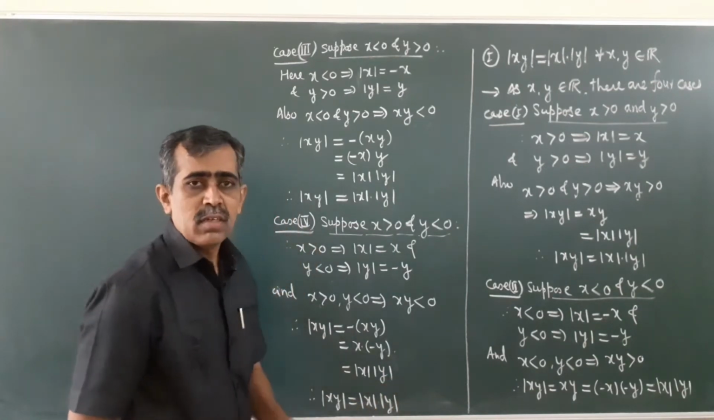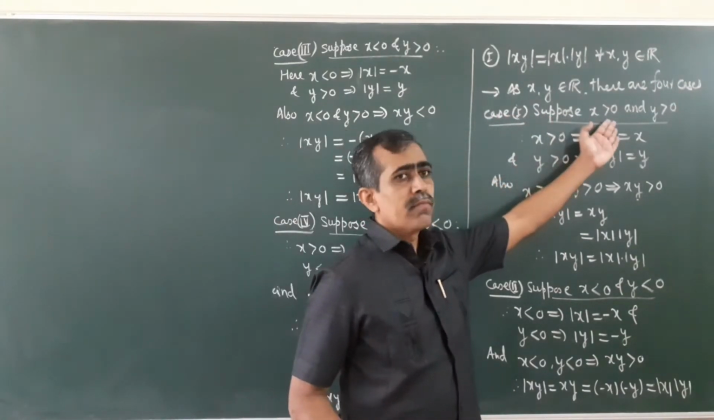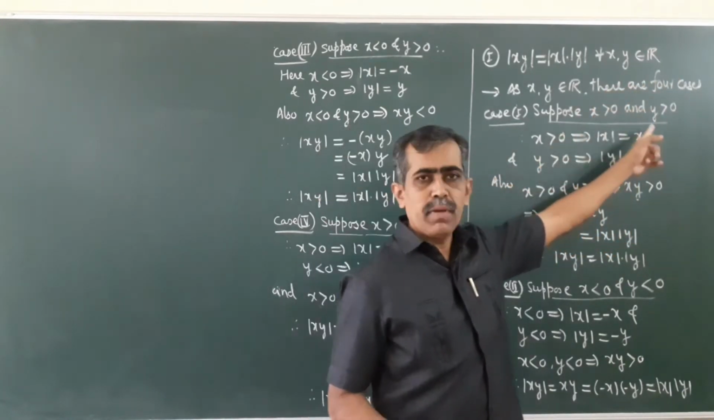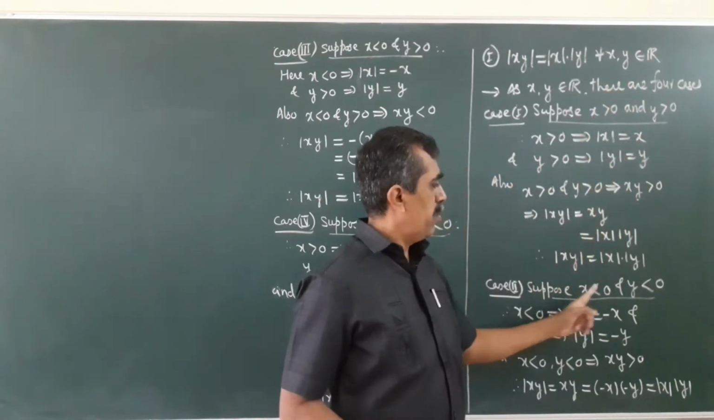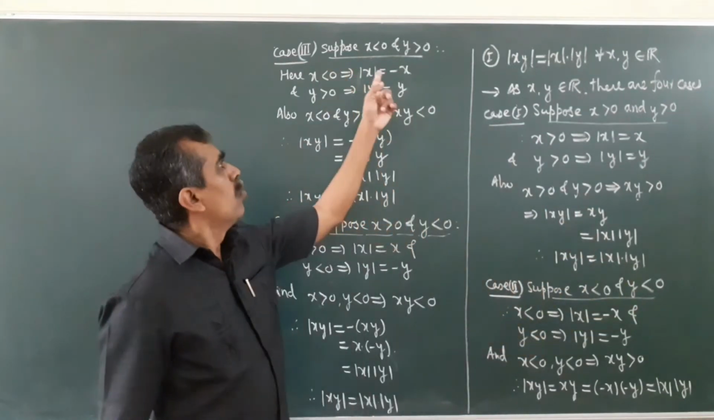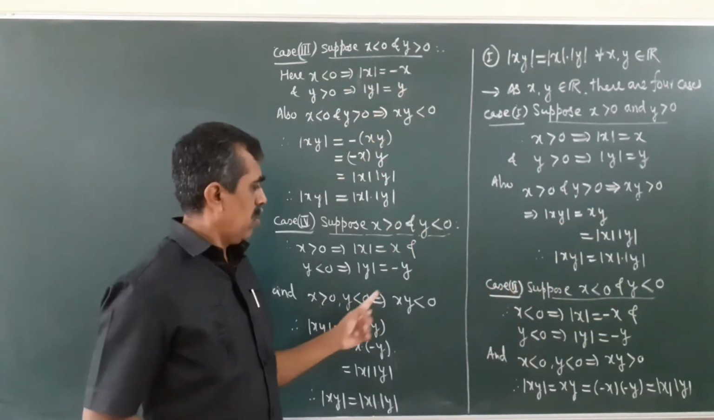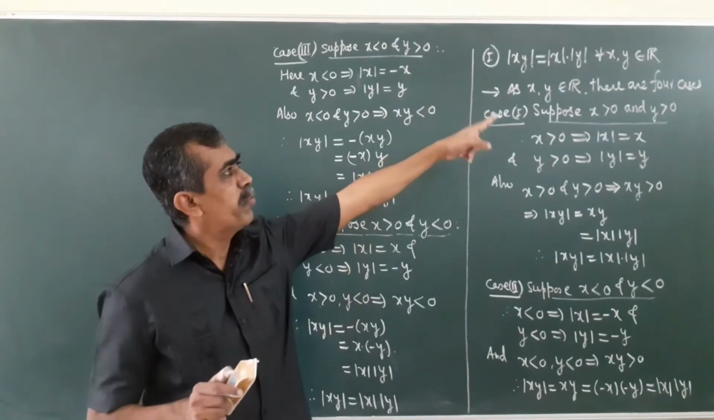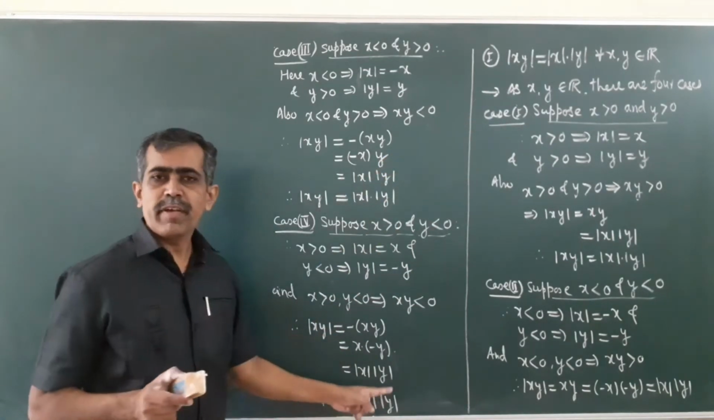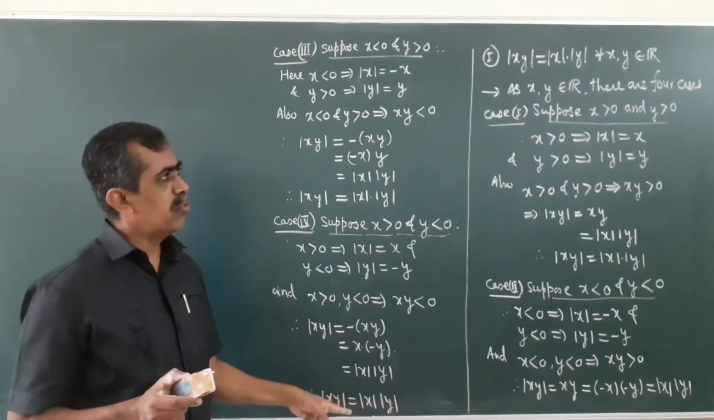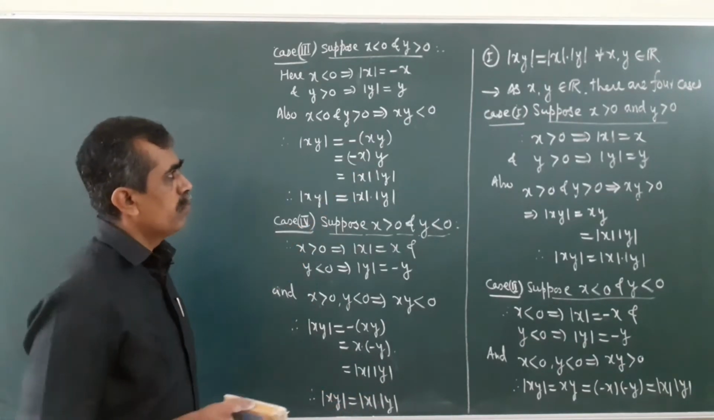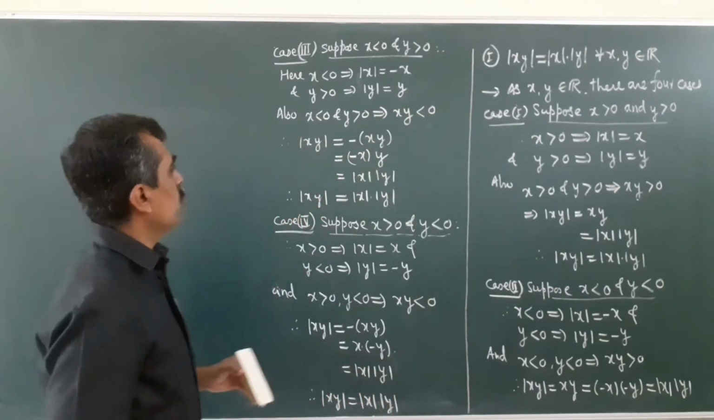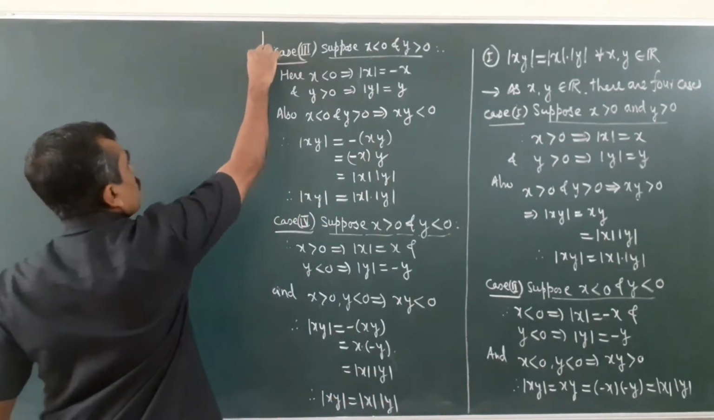Thus, x and y are any real numbers, meaning both of them may be positive, both of them may be negative, negative and positive, or positive and negative. However they may be, modulus of xy is always mod of x into mod of y. So this is how the absolute value of product of two real numbers holds good.